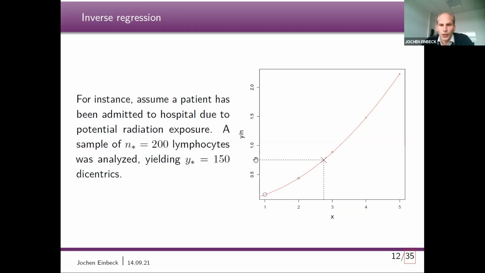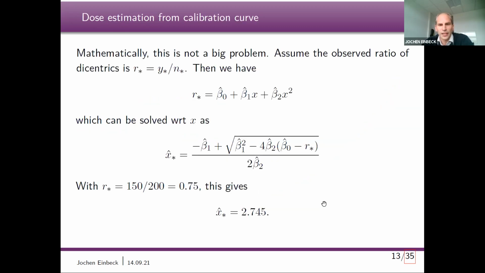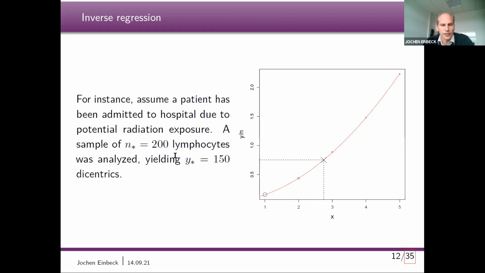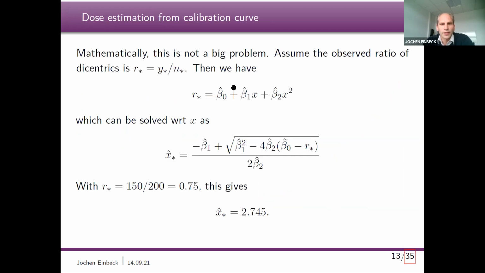Then we go here in our calibration curve horizontally until we reach the curve. We go down, and this here at the bottom gives us the dose estimate at around 2.7 or so. Yeah. So this looks reasonably simple. What is happening here mathematically? Well, also, this is not really a big problem. So assume the observed ratio, let's denote this as R star is Y star by N star, yeah, Y star and N star being, for instance, these two values or any other ones. This is then simply equated to our calibration curve.